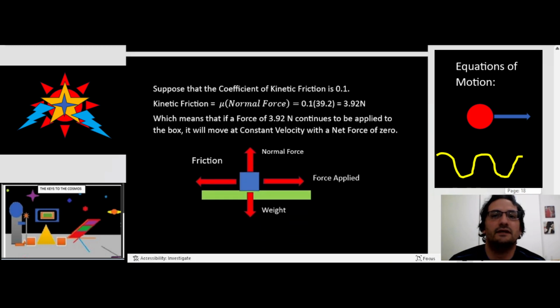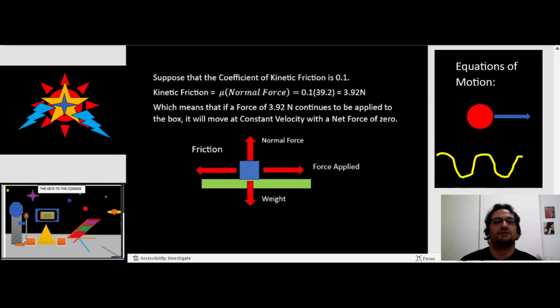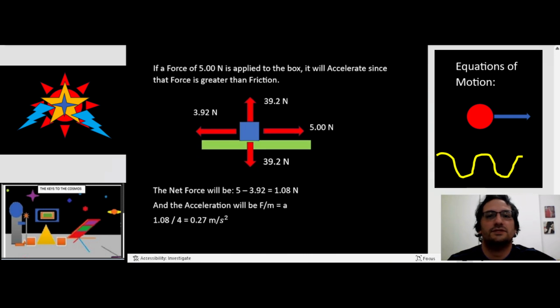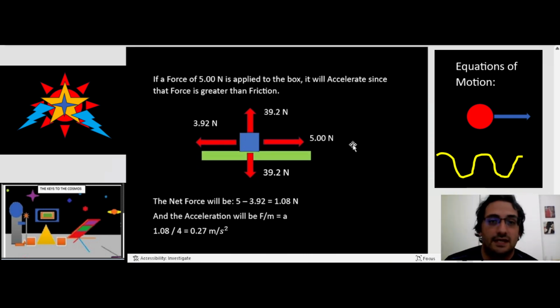Suppose that the coefficient of kinetic friction is 0.1. Kinetic friction is mu times normal force, coefficient times normal force, 0.1 times 39.2, which gives you 3.92 newtons. Which means that if a force of 3.92 newtons continues to be applied to the box, it will move at a constant velocity with a net force of 0. Newton's second law states that F equals ma, force equals mass times acceleration. So if the net force is 0, the acceleration is 0, but the box is still moving at a constant rate.